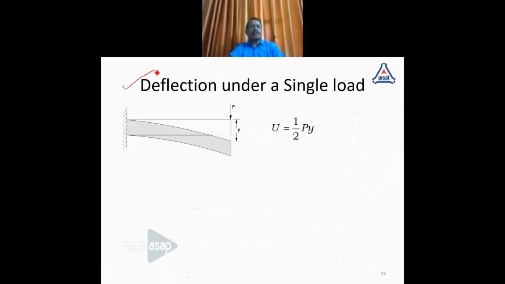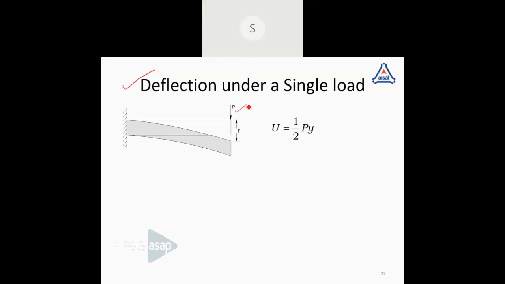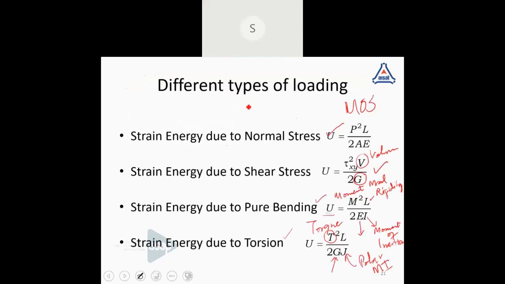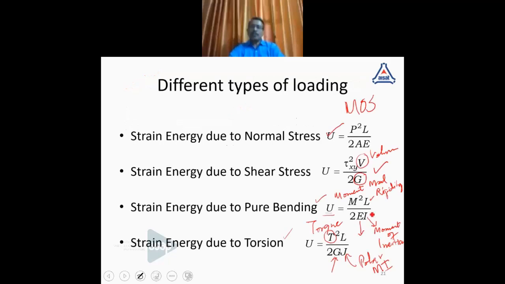The single load can be a loading like this, a point load applied on the body. I is the moment of inertia of the cross section, and J is the polar moment of inertia of the cross section.